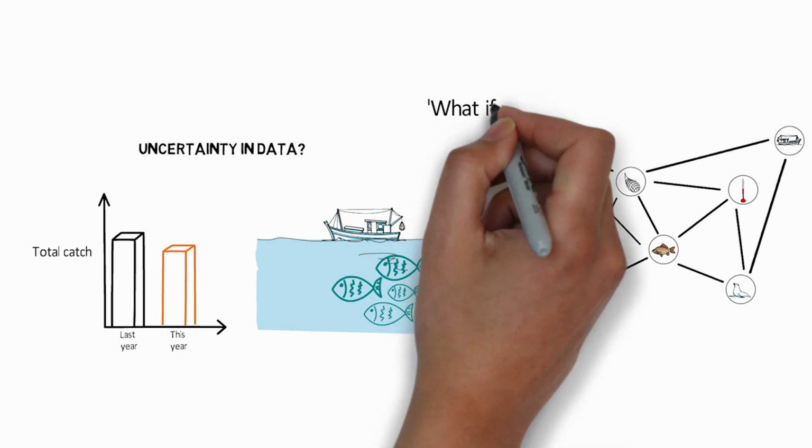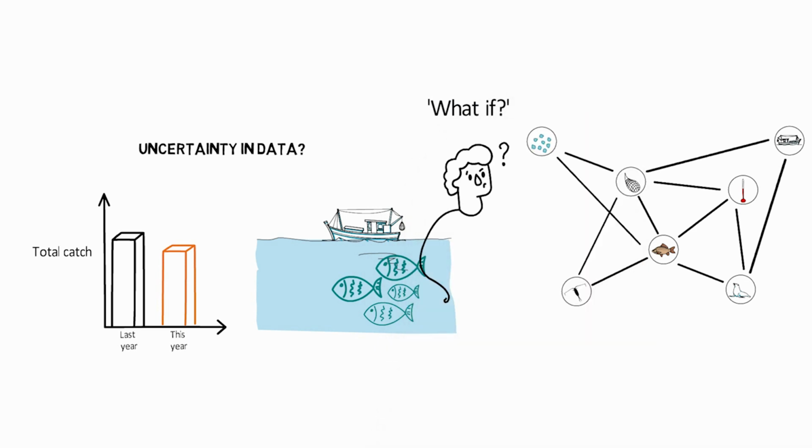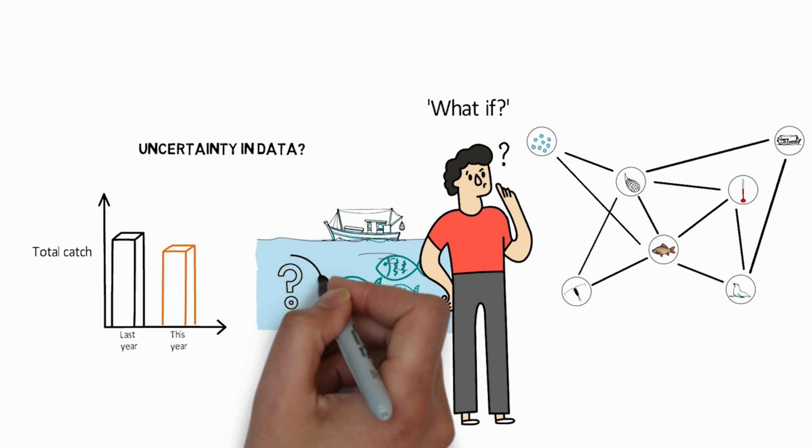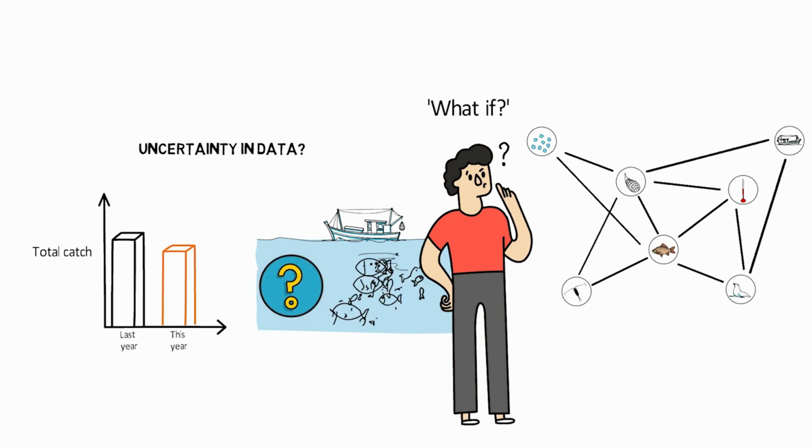Models also help to understand unknown variables or what-if questions, such as how many sexually mature fish are there within the stock that are able to reproduce and replenish the stock in the future? And how will this change if the total catch increases or decreases?